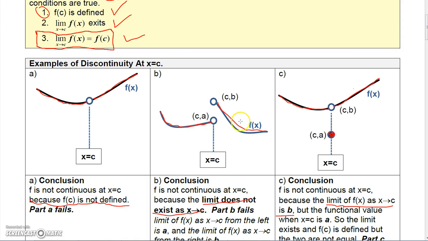Now, there is another example. Suppose x equals c had been a vertical asymptote. Okay, so suppose we had a vertical asymptote like this.